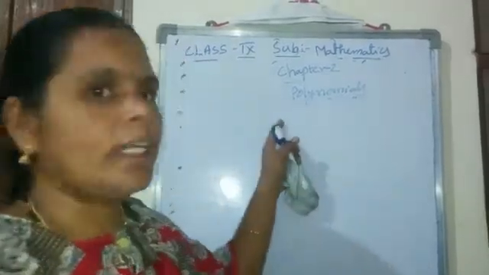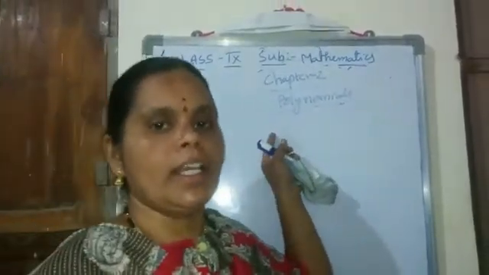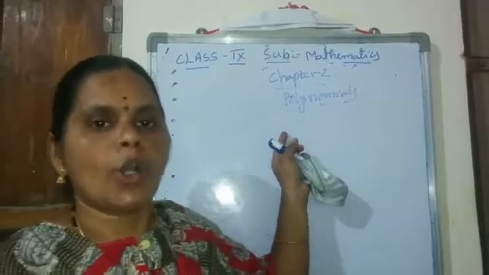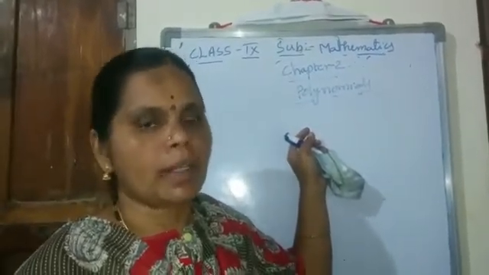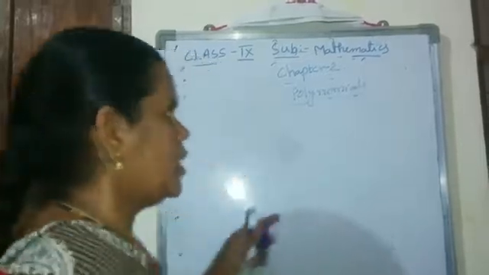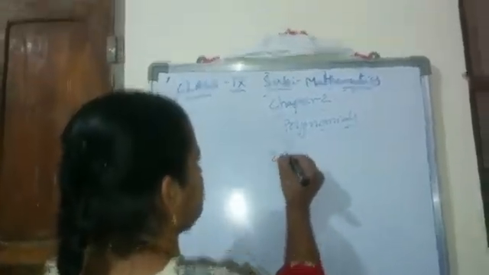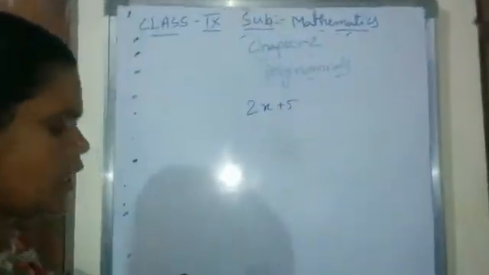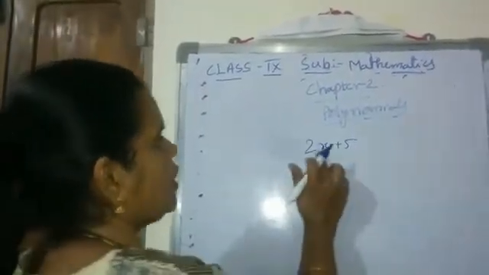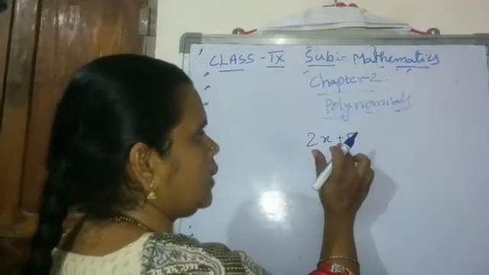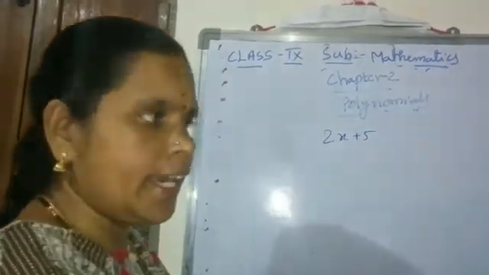Now see, what is an algebraic expression? An expression contains constants and variables with fundamental operations: addition, subtraction, multiplication and division. So is 2x plus 5 an algebraic expression? Yes, this is also an algebraic expression. Why? Because it contains constants and variables with a fundamental operation, that is addition.